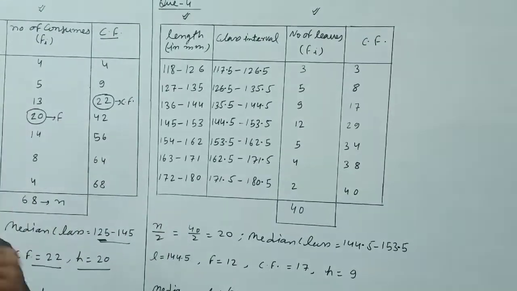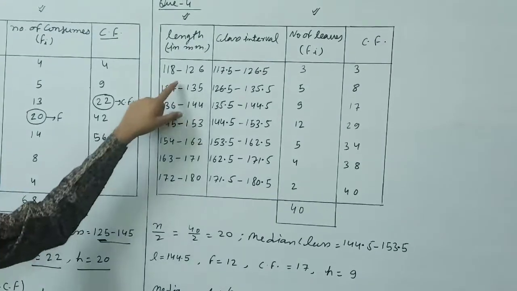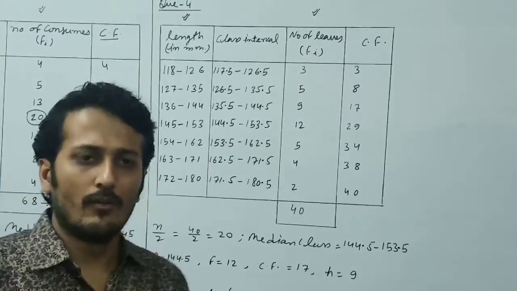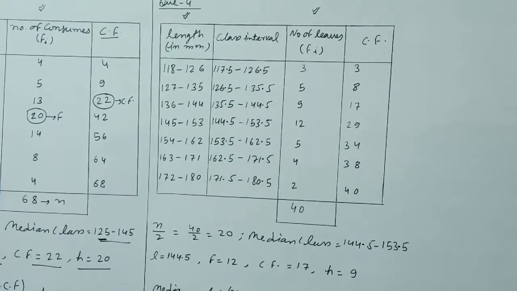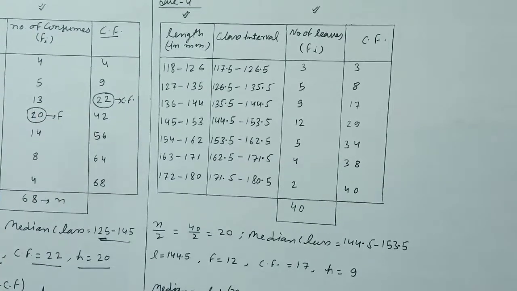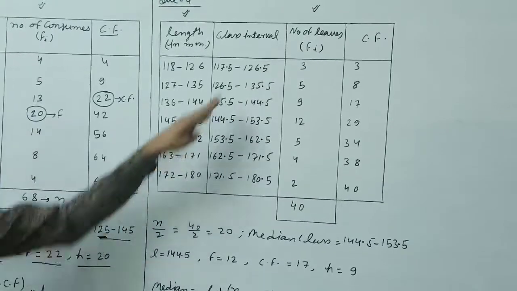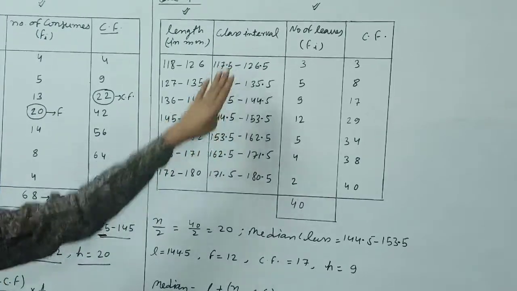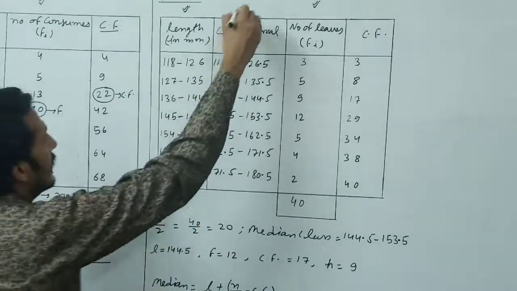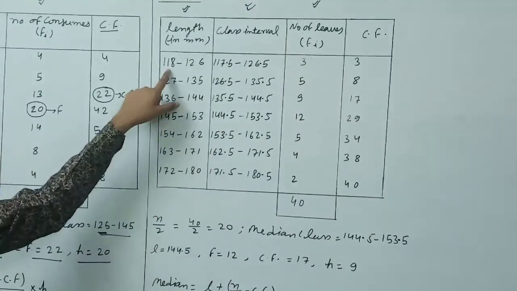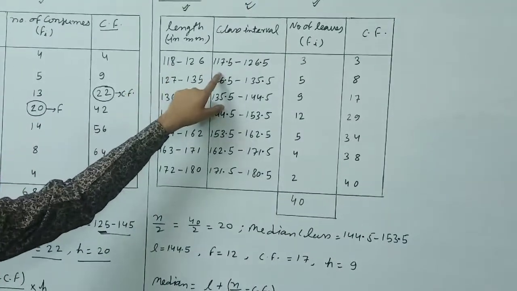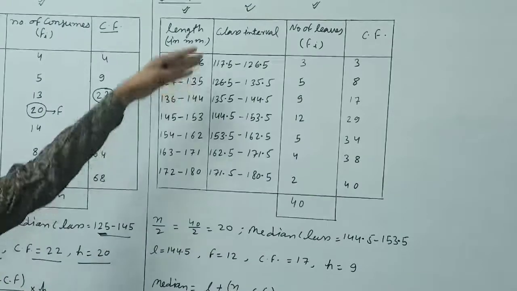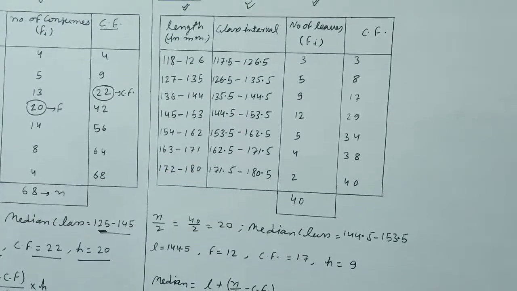For that, we have studied in earlier classes that there is a gap of 1 here. So we will subtract 0.5 from the lower limits and add 0.5 to the upper limits of all the class intervals, and in doing this we get these new class intervals. So the data is now exclusive data. We can see from 118 you subtract 0.5, then we get 117.5, to 126.5 you add 0.5, then we get 127, and in the same way we have generated all these class intervals.